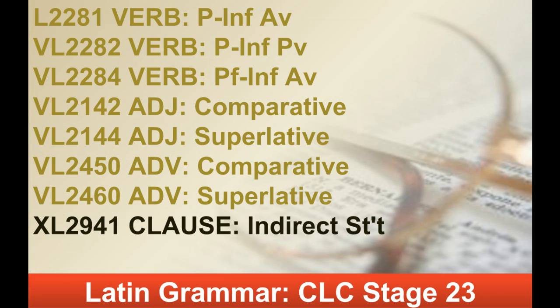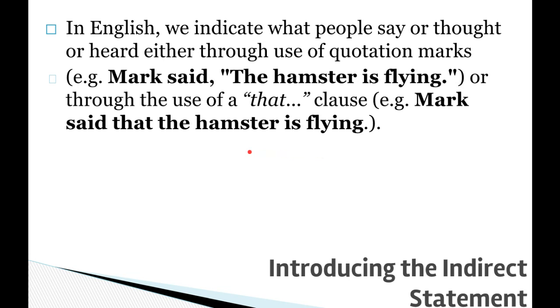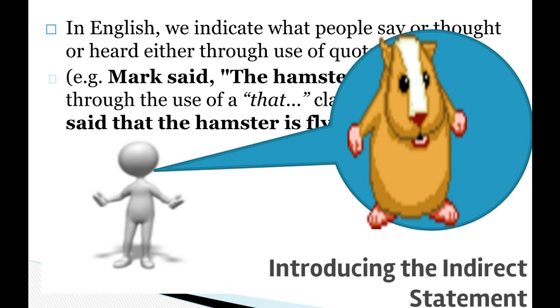Now let's play with indirect statement clauses. In English, we indicate what people said or thought through the use of quotation marks or a "that" clause. Think of it as a "that" clause. Mark said the hamster is flying, or Mark said that the hamster is flying. So therefore, an indirect statement clause is what a person says, thinks, judges, or perceives. And then we have an indirect statement clause.